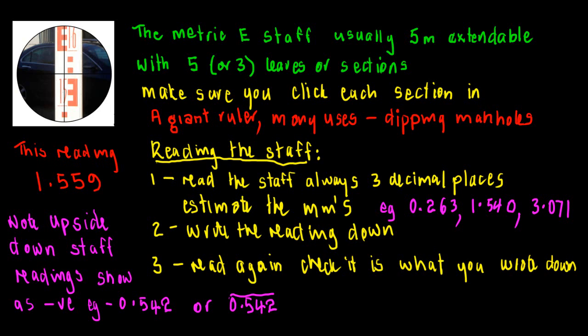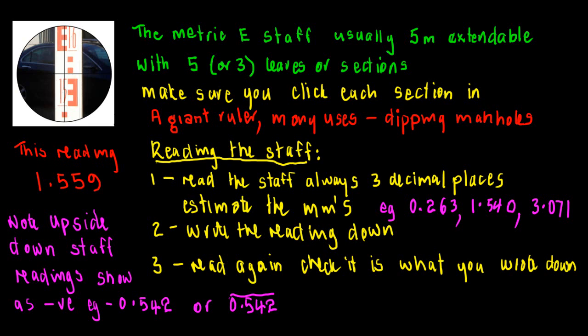Just in terms of the little picture that we've got here of the metric E staff, the reading there is 1.559. So you can see 1.5, the top of the E is 5, so 1.55, and then it's approximately 1 millimeter below the start of the next centimeter, so 1.559. The thickness of the graduations, 10 mils between them. Okay, so 1.559, that's what I've written down.